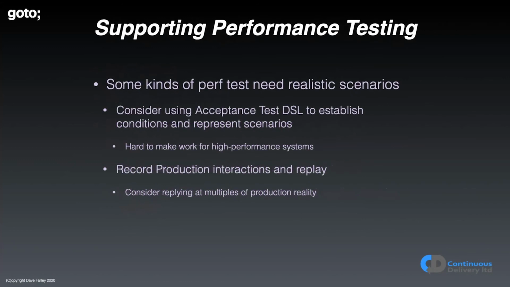Performance testing. I think some kinds of performance testing need realistic scenarios, and it's worth thinking about recording production interactions and replaying them, if that's at all possible given the system architecture. The other alternative, for less performance-critical systems maybe, is you can again use the acceptance test domain-specific language to establish conditions and represent the scenarios that you would like to measure the performance of the systems for.